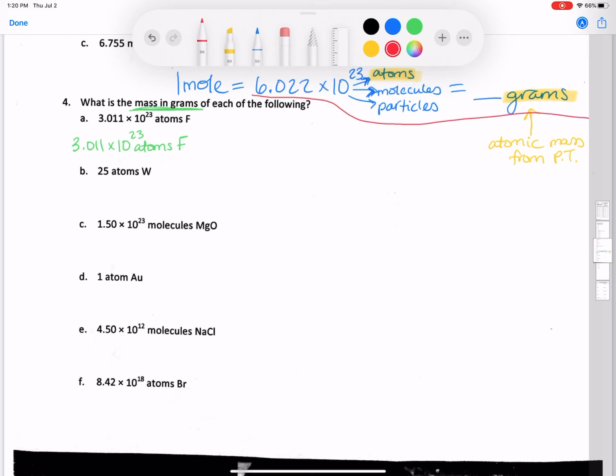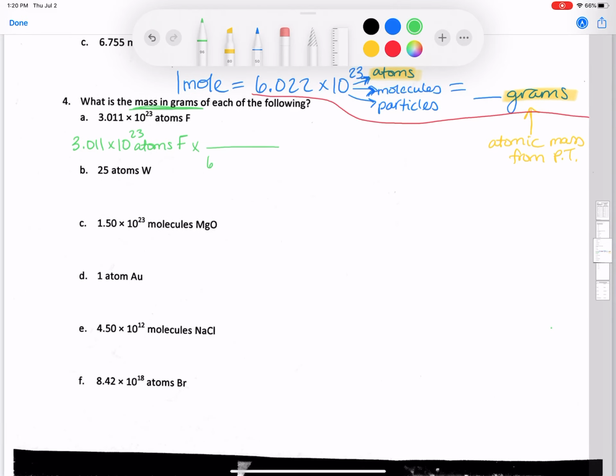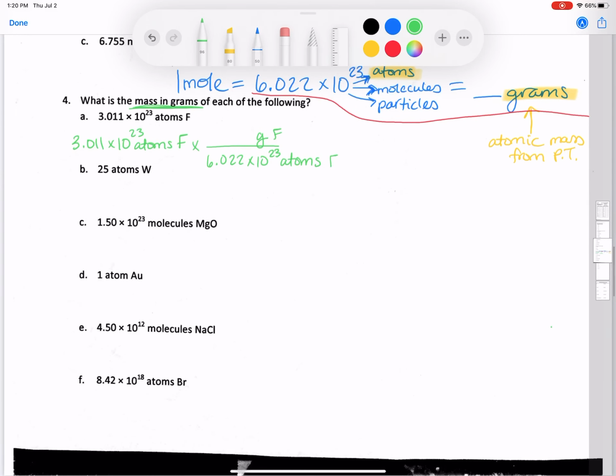So I'm going to take that relationship, 6.022 times 10 to the 23rd atoms equals the number of grams from the periodic table. And when I set that up, I want to make sure that my units cancel my conversions. So I'm going to start with atoms in the denominator. So I'm going to say 6.022 times 10 to the 23rd atoms in the denominator, and in my numerator I need grams. I'm specifically dealing with grams of fluorine.